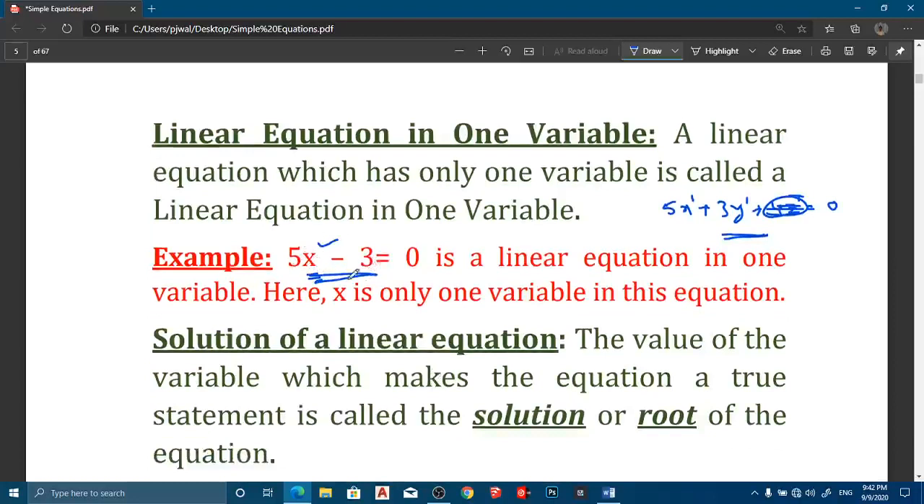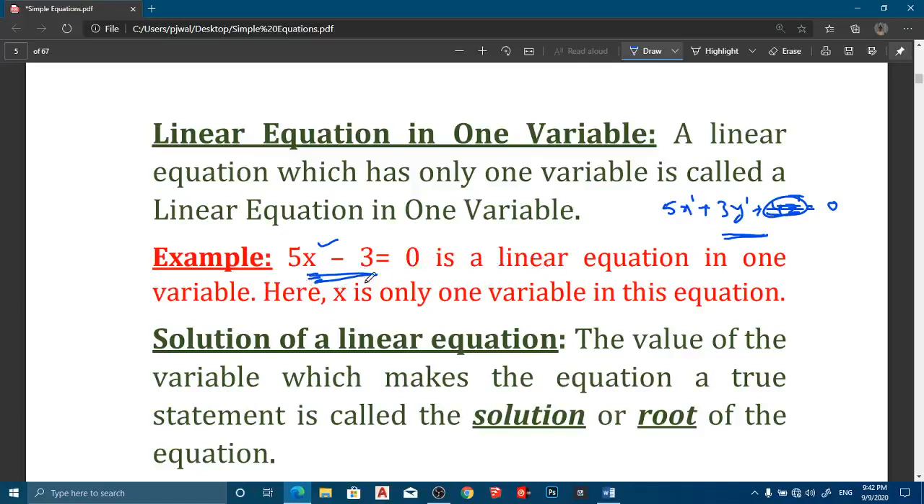That's the name of your chapter. If you observe the name of the chapter, it is given in the form of simple equation because simply in a linear equation you have only one variable. That's why these equations are called simple equations also.